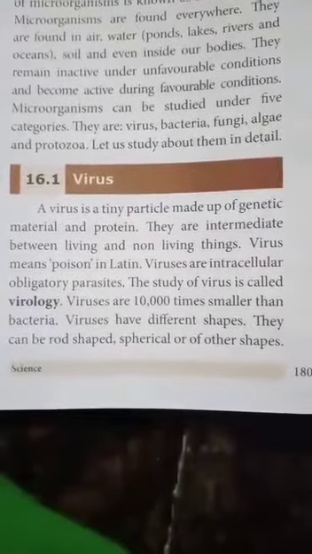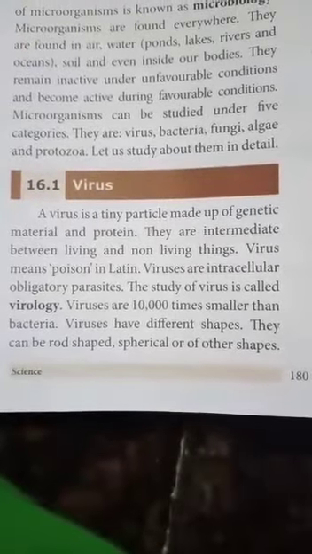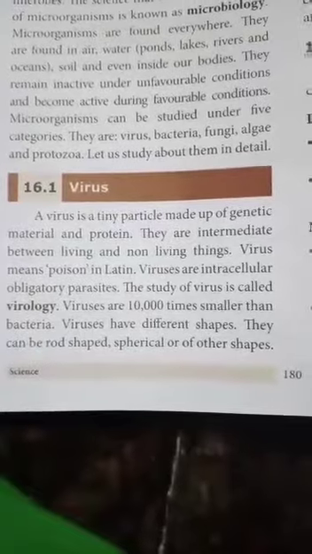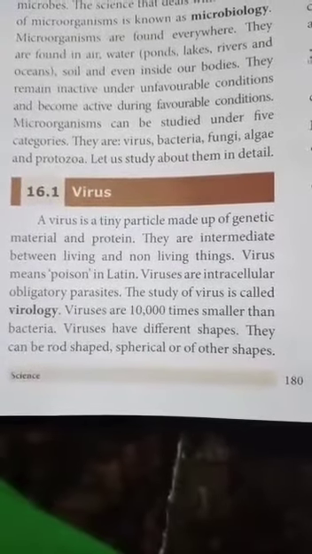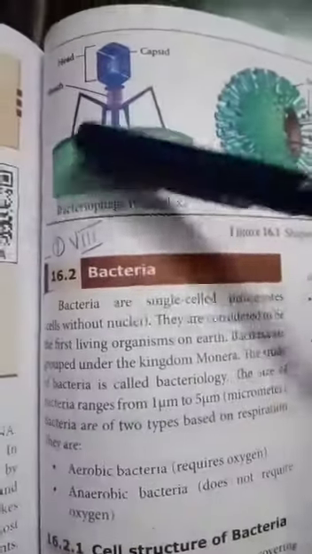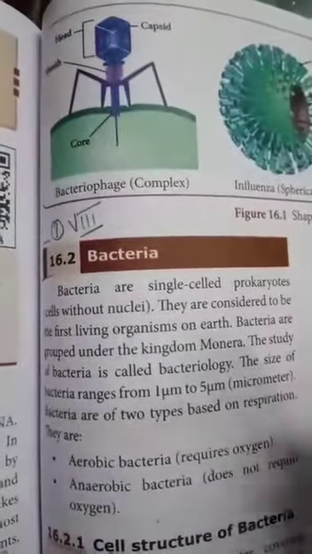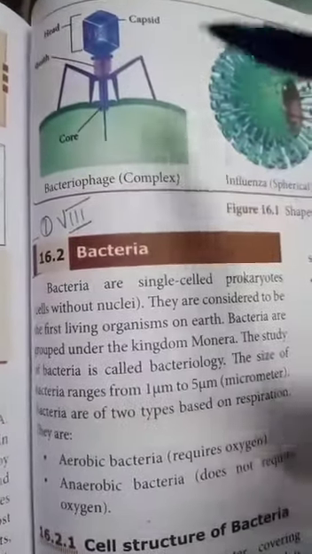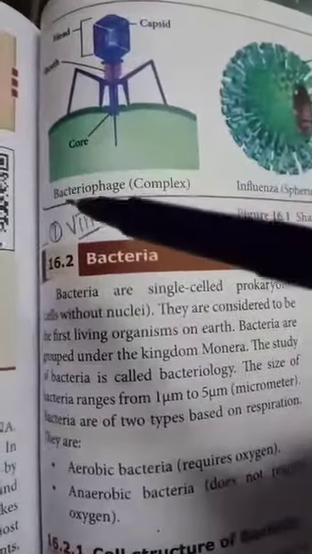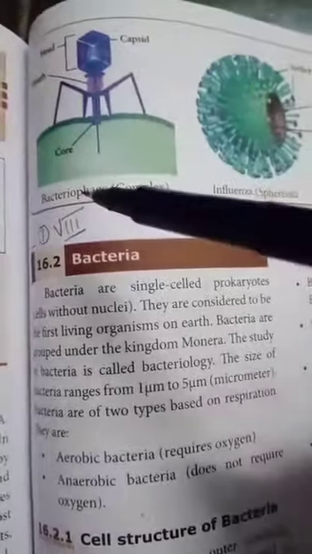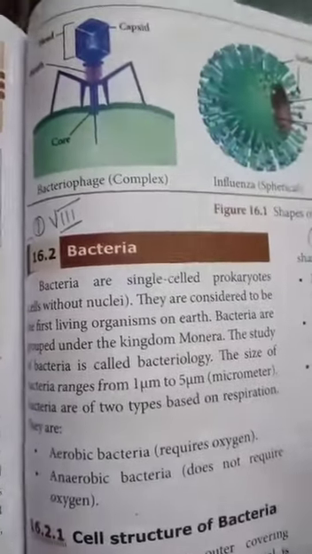Compared to bacteria, a virus is 10,000 times smaller. Viruses have different shapes, and we will see them one by one. First, there is a complex shape which has a head, sheath, core and capsule. This kind of complex shape is called bacteriophage.